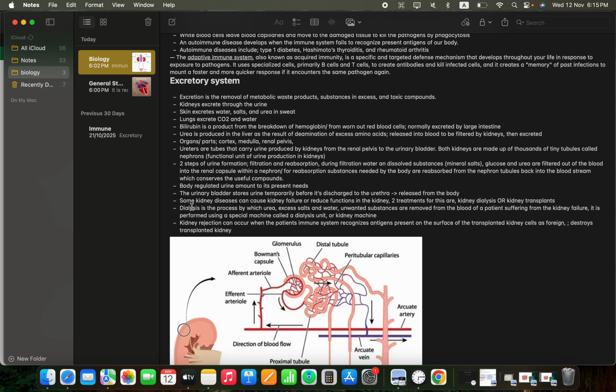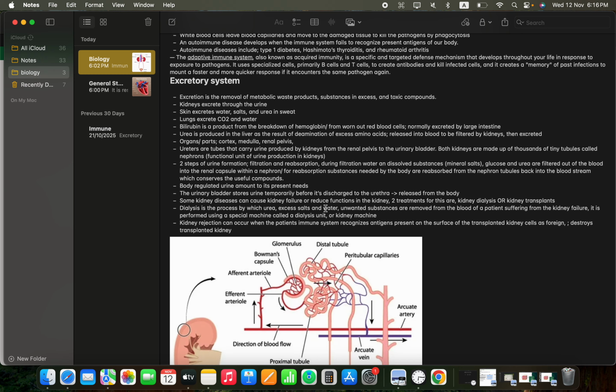Some kidney diseases can cause kidney failure or reduced function in the kidney. Two treatments for this are kidney dialysis or kidney transplants. Kidney dialysis is a process by which urea, excess salts, and water, unwanted substances, are removed from the blood of a patient suffering from kidney failure. It's performed using a special machine called a dialysis unit or a kidney machine.